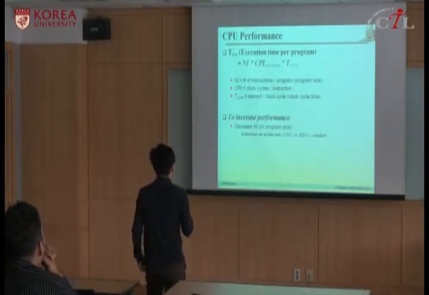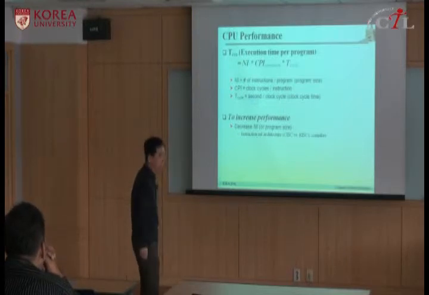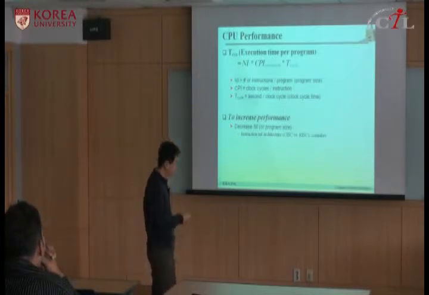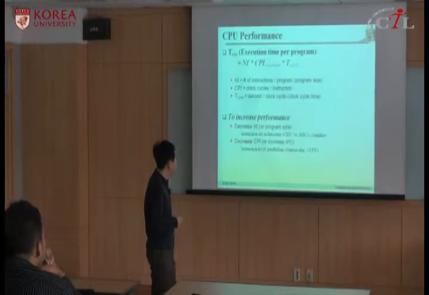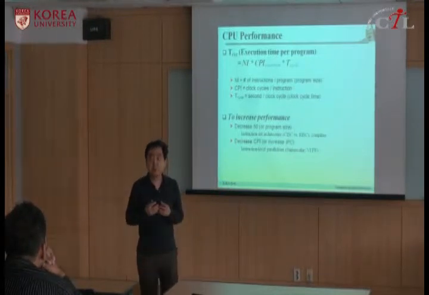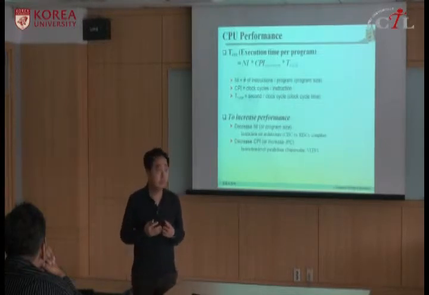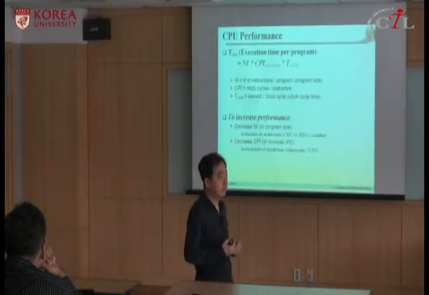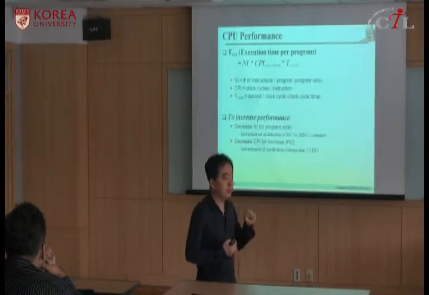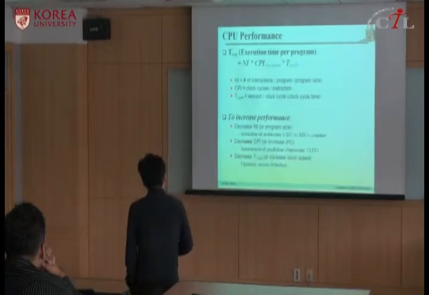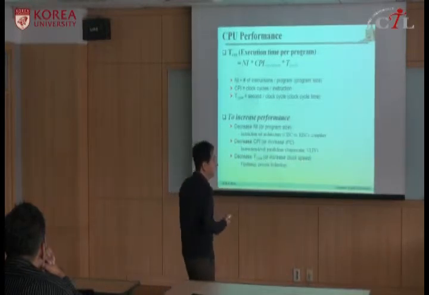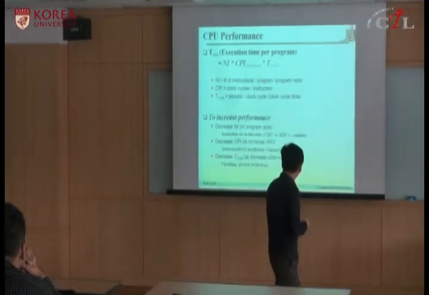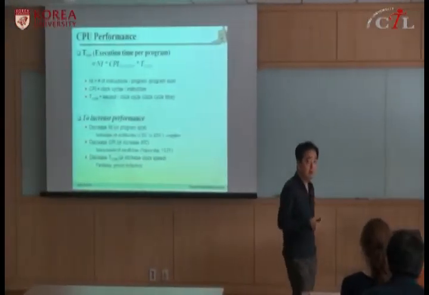So to increase performance, you have to decrease program size. It depends on your instruction set architecture, and it depends on your compilers. You have to decrease CPI or increase IPC. It depends on how much you can exploit this kind of parallelism in your processor, which is called instruction level parallelism. So how many instructions per cycle you can commit for an out-of-order pipeline, and how much you can reduce the clock cycle time. Inversely, how much you can improve your clock speed. It depends on pipelining or semiconductor technology.